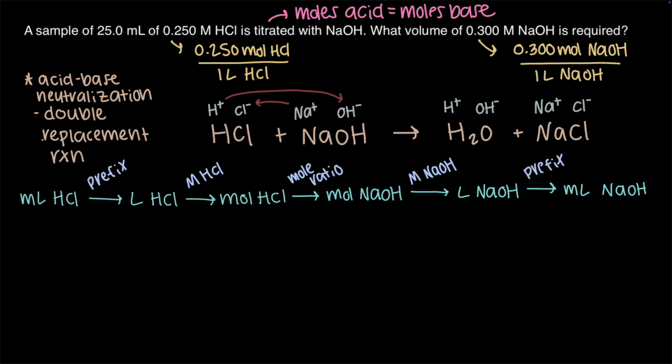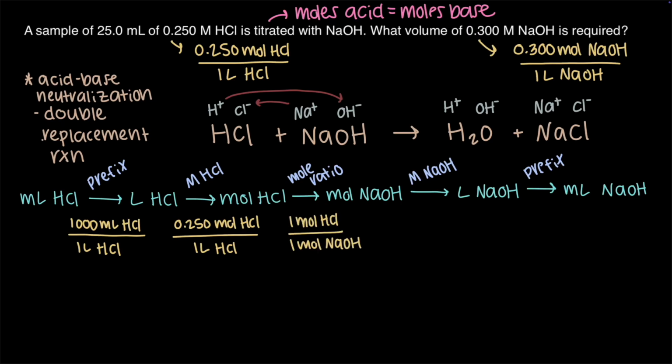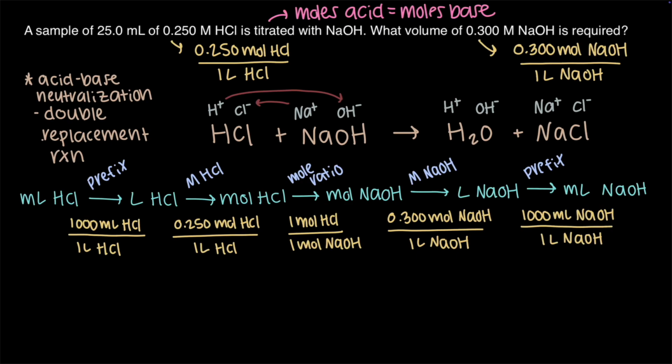The conversion factors will be 1,000 milliliters of HCl for every 1 liter of HCl, 0.250 moles of HCl for every 1 liter of HCl, 1 mole of HCl for every 1 mole of NaOH, 0.3 moles of NaOH for every 1 liter of NaOH, and 1,000 milliliters of NaOH for every 1 liter of NaOH.